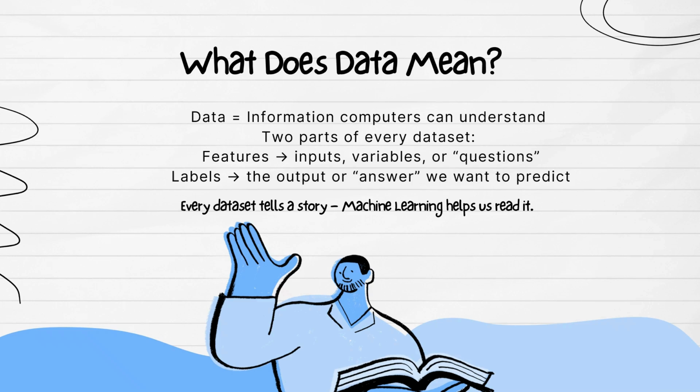So, what does data mean? In machine learning, data is simply information, but arranged in a form that computers can read. Every dataset has two essential parts: features, which are the input variables or characteristics; and labels, the target output we are trying to predict. You can imagine the features as questions and the labels as the answer.